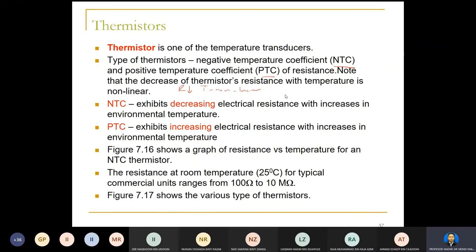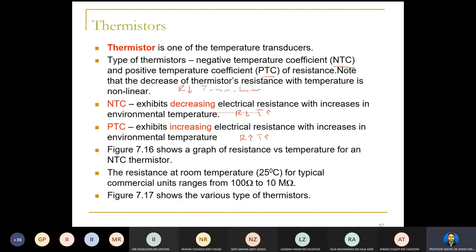So NTC thermistor is decreasing electrical resistance with increase in the environmental temperature, and PTC thermistor is increasing electrical resistance with increase in the environmental temperature, right? So that is the difference between the NTC and this one. For NTC, R will be decreased but the environmental temperature will be increased. For this one, the R will be increased and the temperature will be increased. Okay, that is the difference between the NTC and PTC.